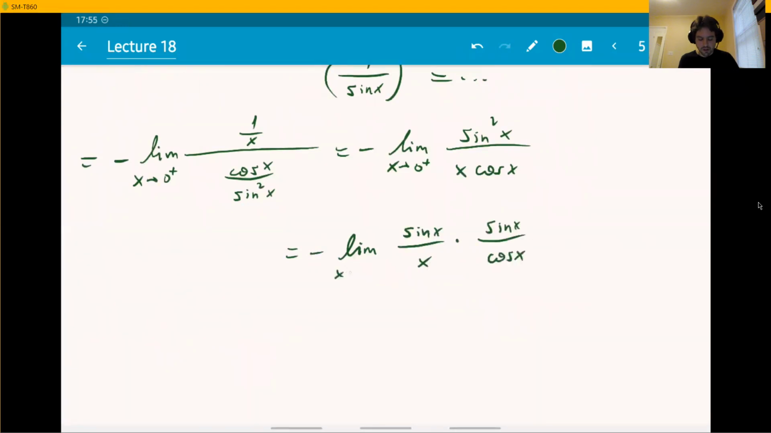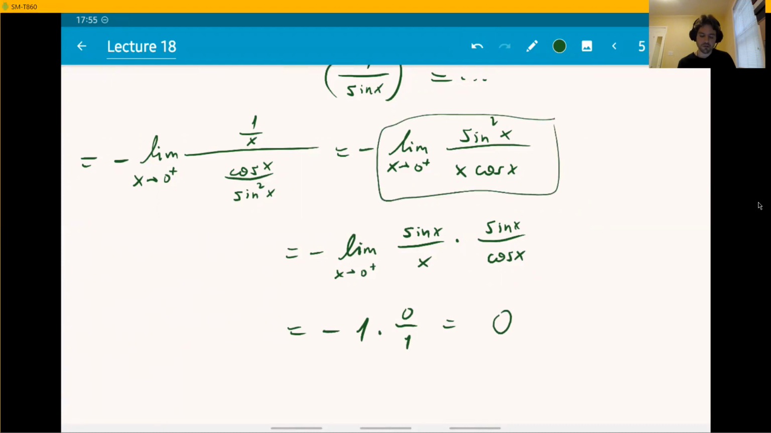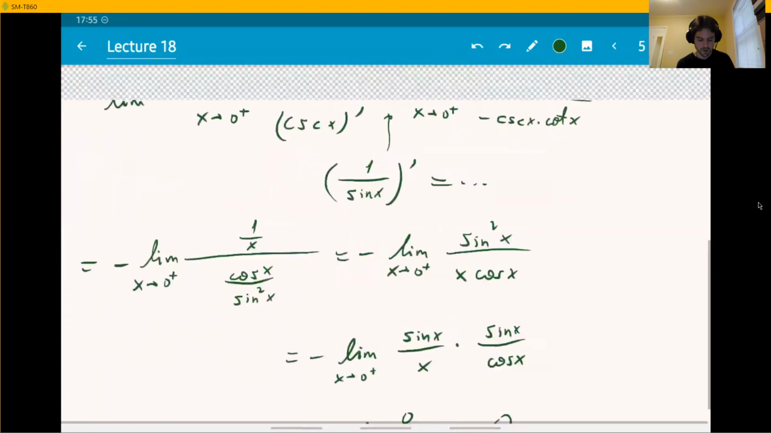I'm going to leave one of the sines together with the over x, and then the other is sine over cosine. This one is okay. We know the limit of sine x over x as x goes to 0 is 1. Meanwhile, the other one here is giving you a 0. X is going to 0, so sine is going to 0, cosine is going to 1. You can write it like that. In any case, this is 0. So it's your choice now. When you reach this point, you can solve it very easily like this, or try L'Hopital again. Try to do that to see that you're still going to get a 0. But this is the answer to the original limit.